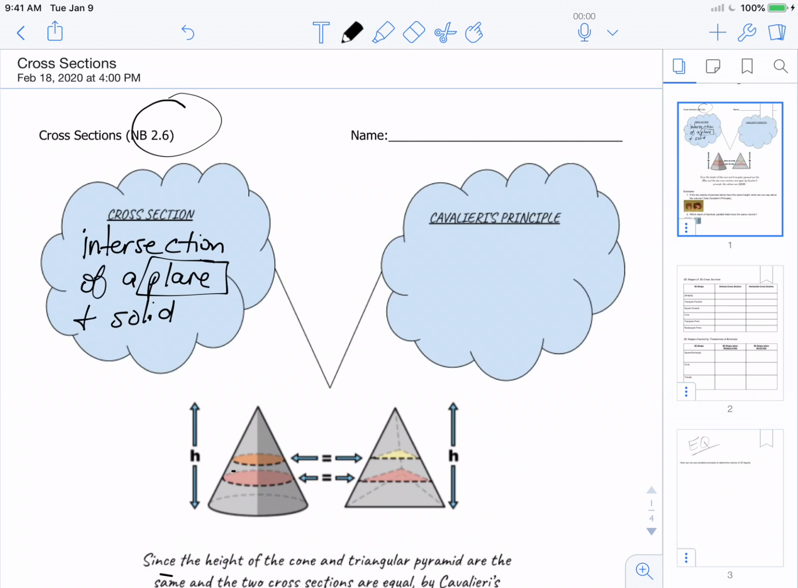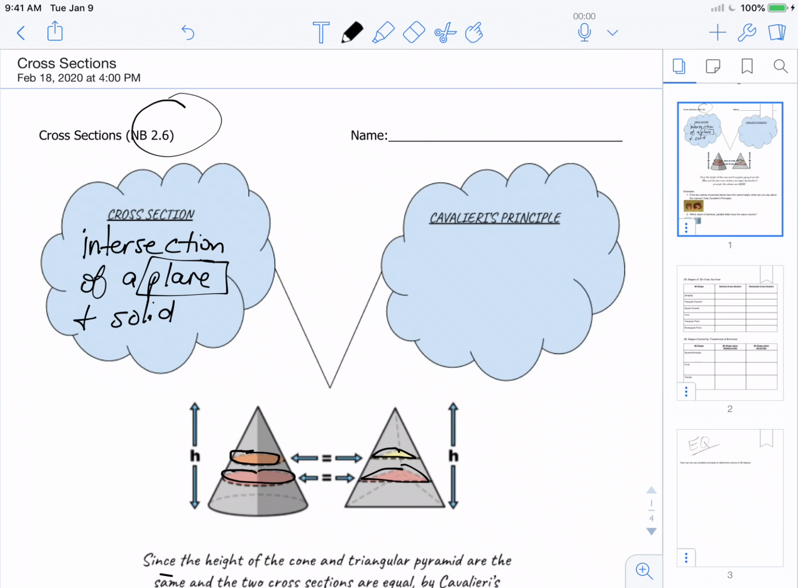All right, so these little things down here, these two circles in the cone, and then the two triangles in this triangular pyramid, those are cross sections. Okay, so you cut cross through the three-dimensional figure, and it's just one of the little bitty sections.